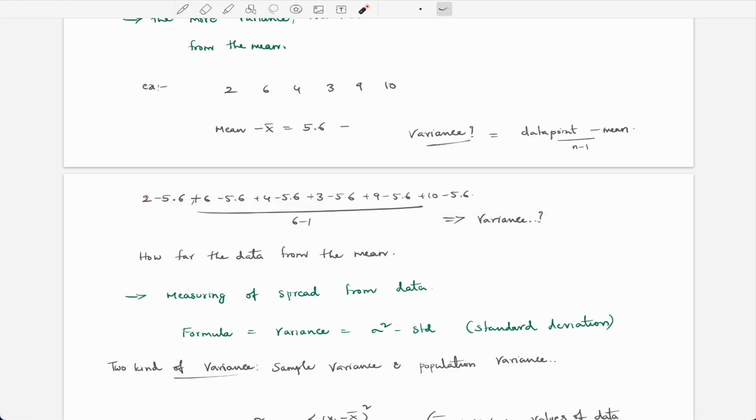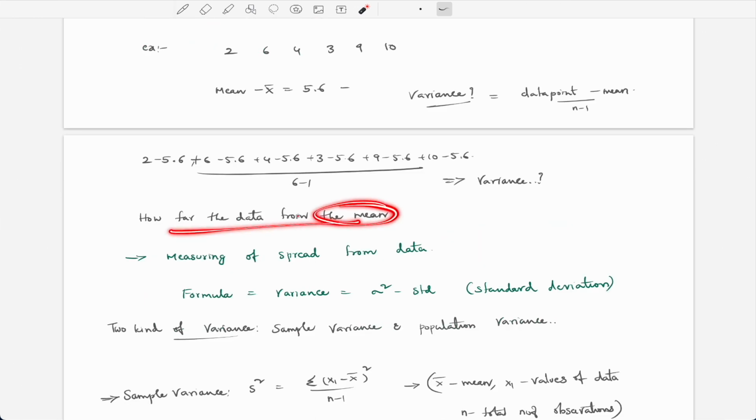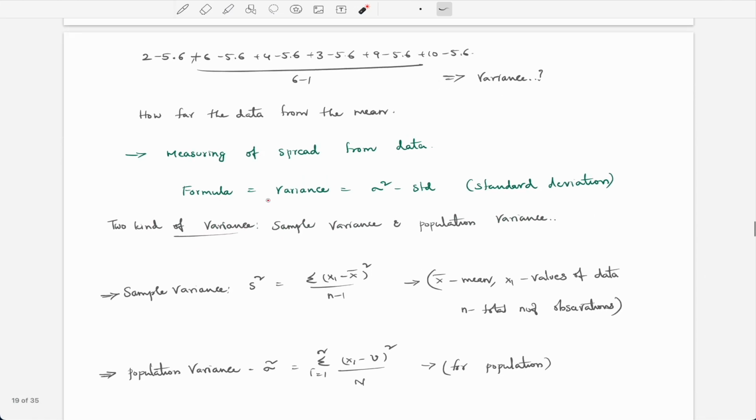I want you to calculate these and tell the answer here. How far the data is from the mean, this is the variance. So how are we going to find the spread of the data? We have seen the variance. If we take the square root of that, this leads to a new term, which is the standard deviation. What is standard deviation? We're going to look at it in just a few minutes.